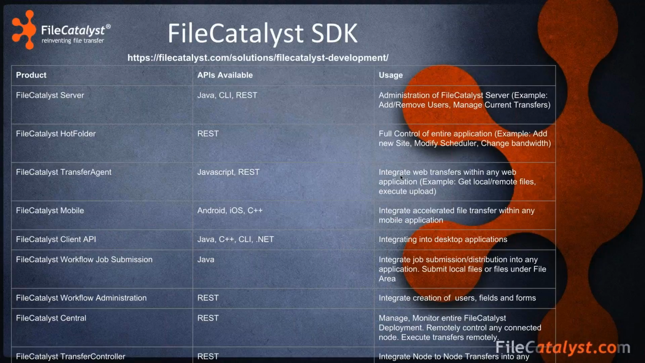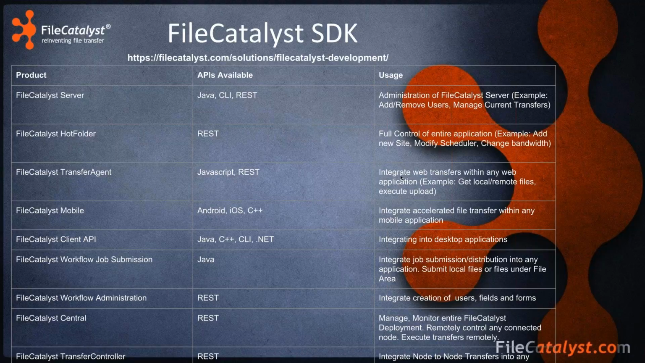Cool. So for the FileCatalyst SDK, what we've built here is a table that walks you through the different products as well as the APIs available. This table is available to you on our website, filecatalyst.com/solutions/FileCatalyst-development. It's the SDK page under products. For each product, we identify what APIs are available and some of the use cases for these APIs.